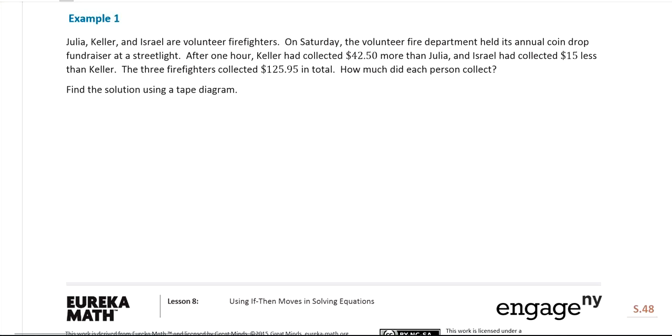Okay, today we are on page 48 in the Module 3 book for 7th grade. We're going to be doing example 1. So in example 1, we have Julia, Keller, and Israel are volunteer firefighters.